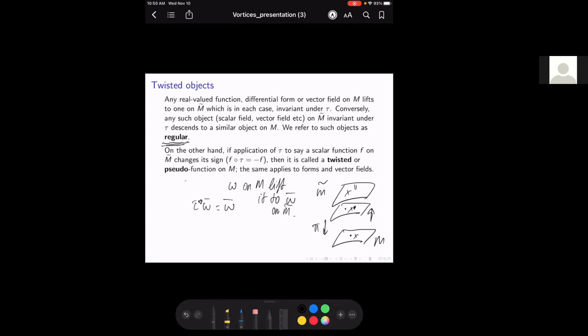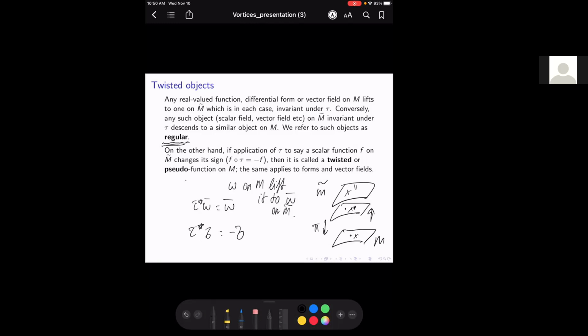On the other hand, we may have a very specific category of objects on M tilde that change their sign under push forwards or pullbacks by tau, depending on whether it's a vector field or a form. So, for example, let me not use omega, let me use sigma for a symplectic form. So if sigma is a symplectic form on M tilde, then tau star of sigma is going to be minus sigma.